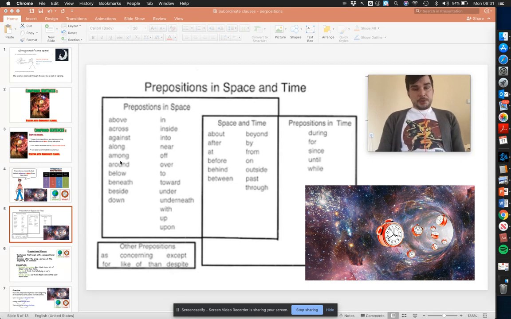So here are the prepositions in space. Prepositions that tell me where things are, where things take place. Here are the prepositions of time. And here you see that prepositions are such a huge family of words because some of them also tell you both. They tell you about space and time at the same time.